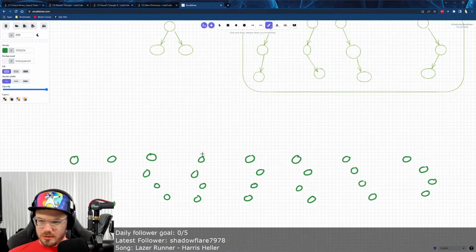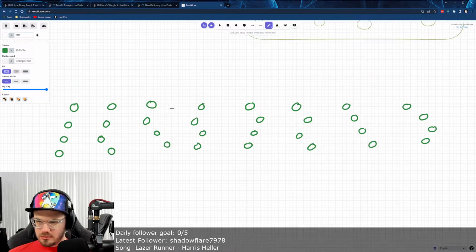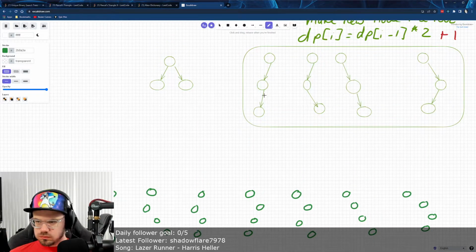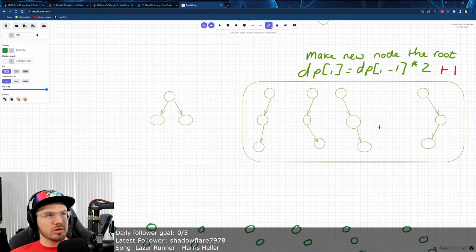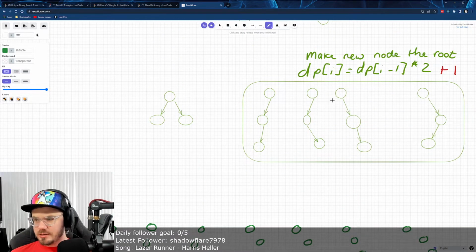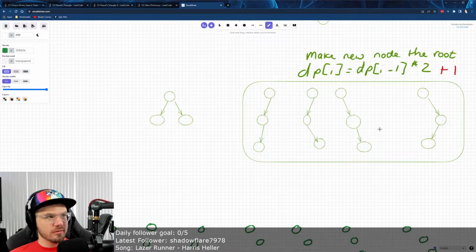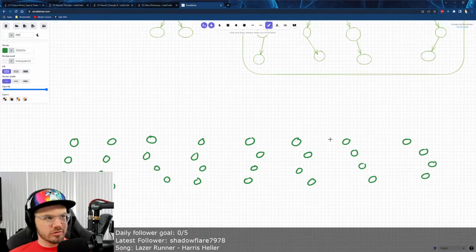What are we missing here? Okay, so the only thing that we're missing, and I'm pretty sure all of these are structurally unique. I don't think we need to dedupe anything here. Because we know that because these are structurally unique, and if we take these and we make them the left and the right child of a new node, those are guaranteed to be structurally unique too.